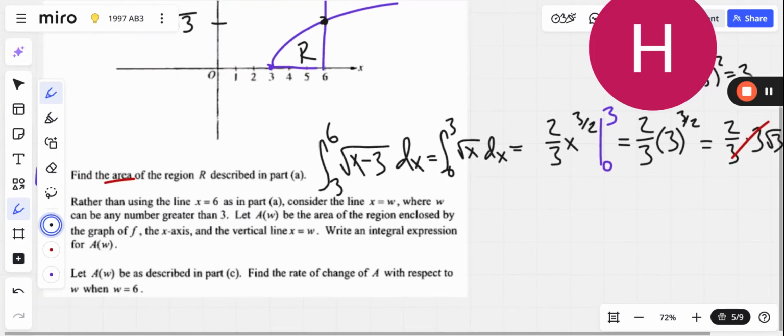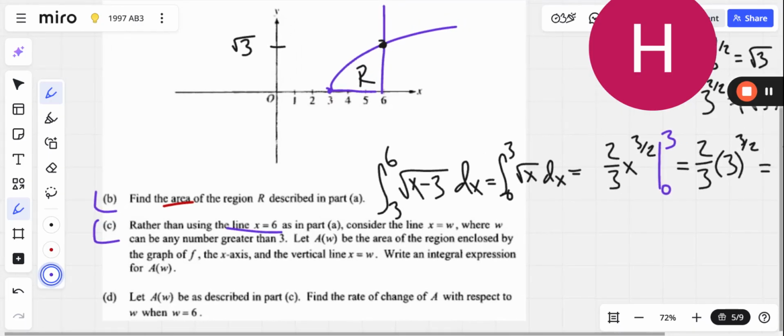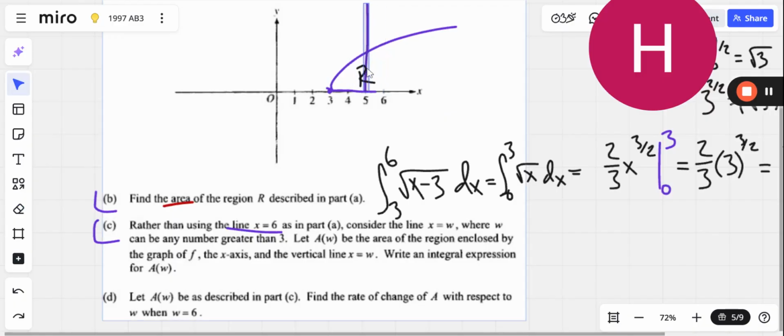Pretty easy so far. Now let's get complicated. Rather than using the line x equals 6, consider the line x equals w, where w can be any number greater than 3. So we're no longer going to have this line here. We're just going to have bigger than 3. So it could be a really small region, or it can be a really large region, as long as it's to the right side of x equals 3. Okay, so just imagine that.